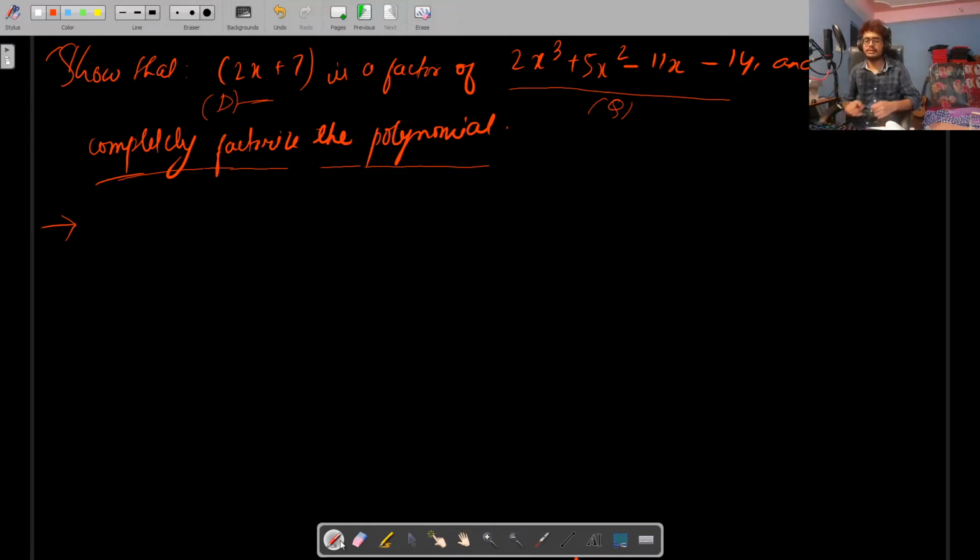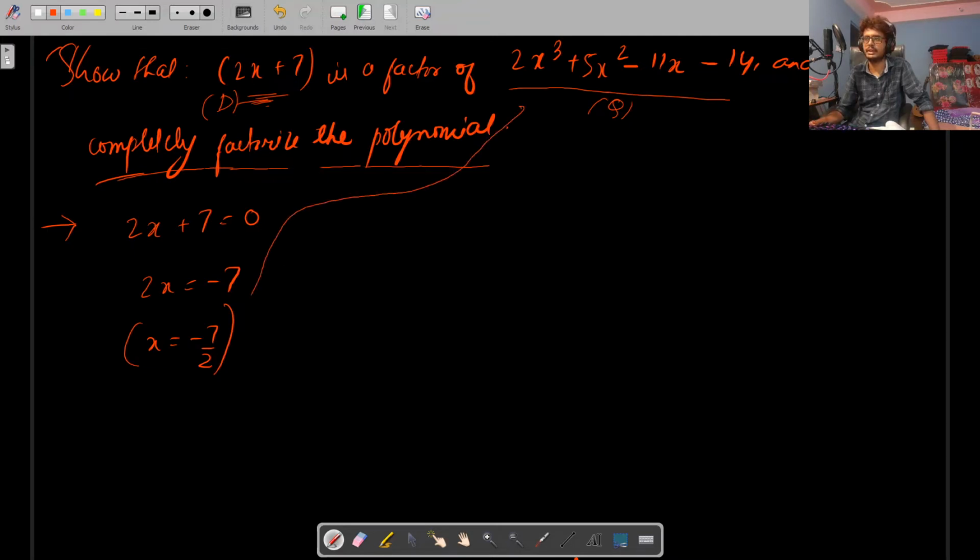So if you think you can solve this, just mute me right now. I'll explain how to do this, okay? If you think you can do this, just mute me or just remove your headphones. So let's do this first. If this thing is supposed to be a factor of this expression, then 2x + 7 should be equal to 0. So 2x will be equal to -7, x will be equal to -7/2. So we need to substitute this in the polynomial, put this value in here.